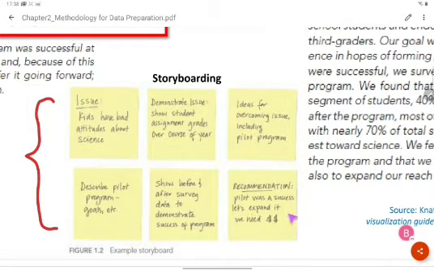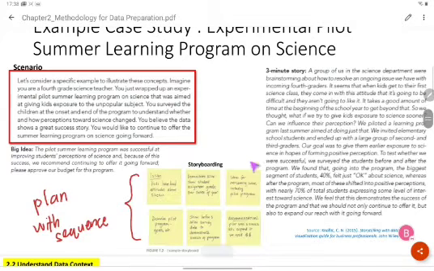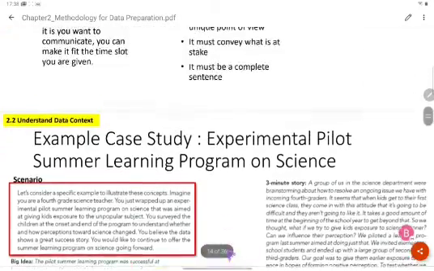Okay, and then the last one is the recommendation. The pilot was a success, let's expand it, we need the money. Okay, so it's a successful program, so you want to continue the program. So this is how storyboarding is: make a plan in sequence.